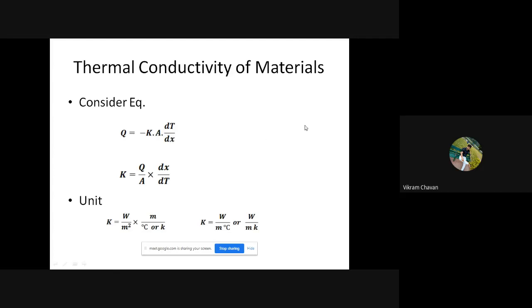Okay, now to derive the unit of this particular thermal conductivity, that is k, we have to take the help of this Fourier's law only, and we have rearranged this equation in the form of k. For that purpose we transfer all the parameters to the left hand side, and we have converted this equation in the form of k. So k will be equal to q divided by a, multiplied by dx divided by dt, and the remaining part is only the negative sign.